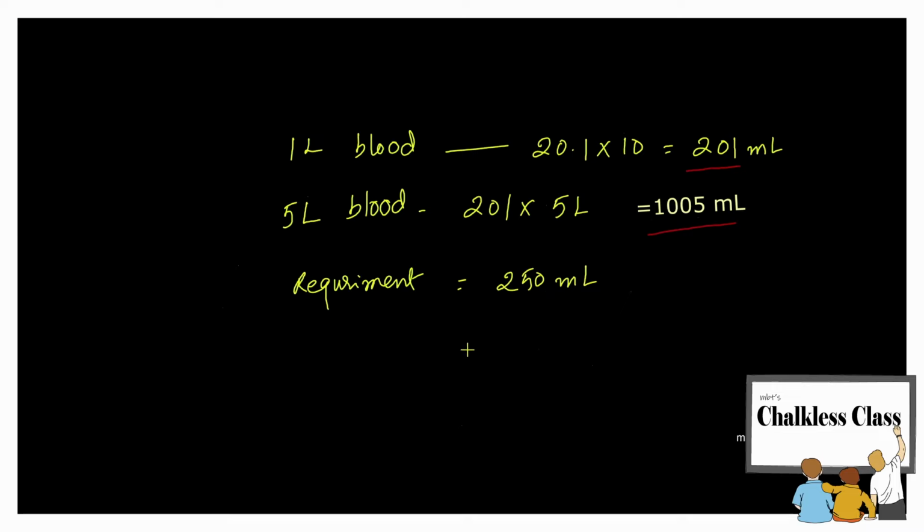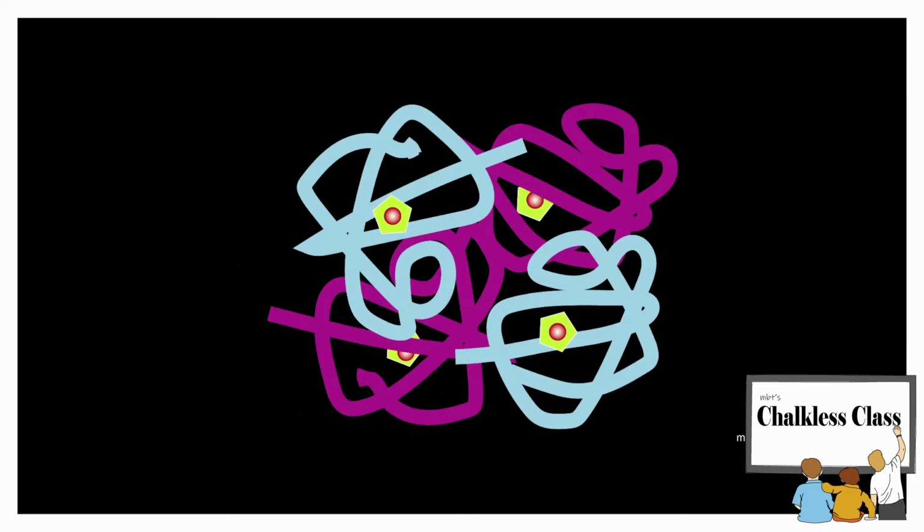That's why most of the oxygen is transported in the form of oxyhemoglobin. 97% of oxygen is transported in the form of oxyhemoglobin and only 3% is transported in a dissolved state in plasma. So, how oxyhemoglobin forms, let us see.